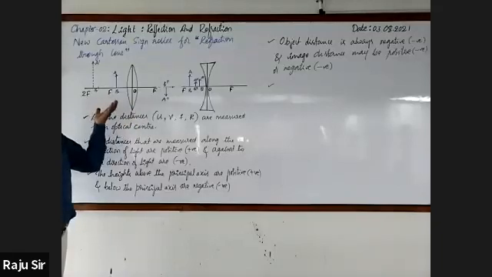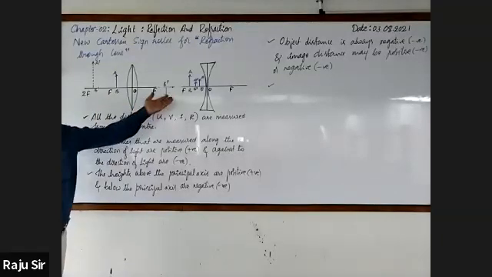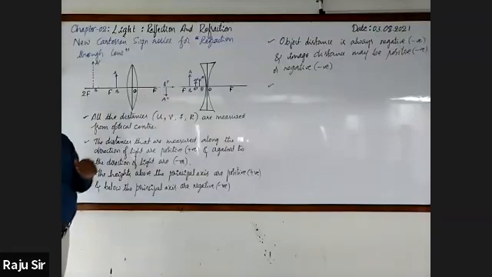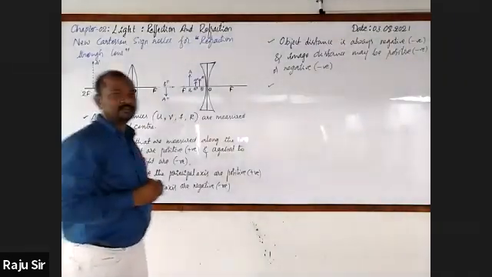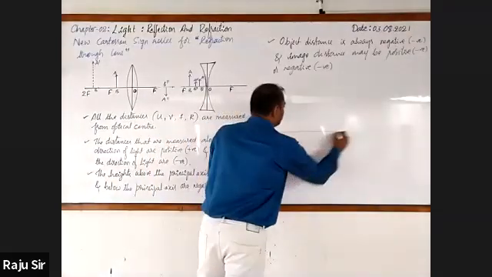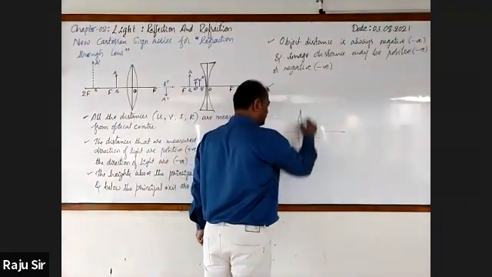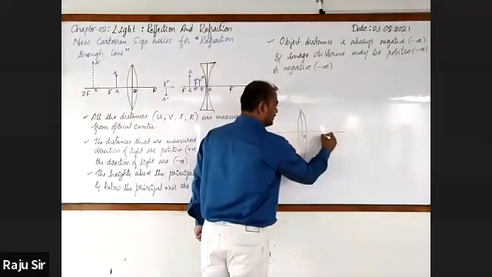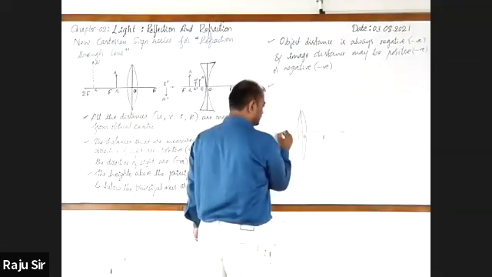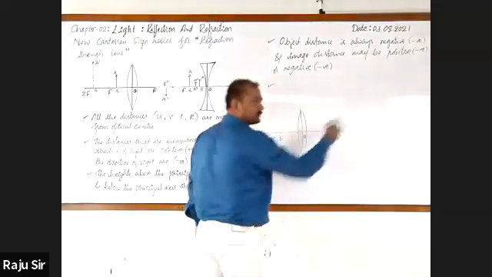What is the focal length of the convex lens? Positive or negative? Are you sure? It may be negative or positive. Positive for convex, and negative for concave. This is the focus, 2F and so on.